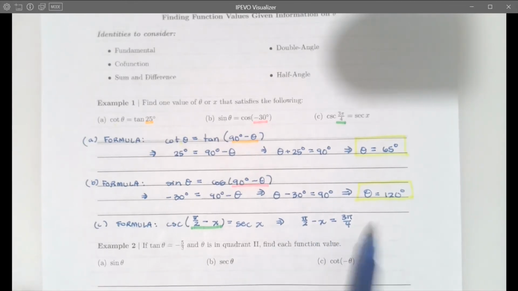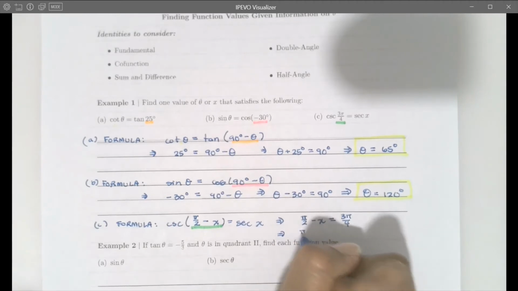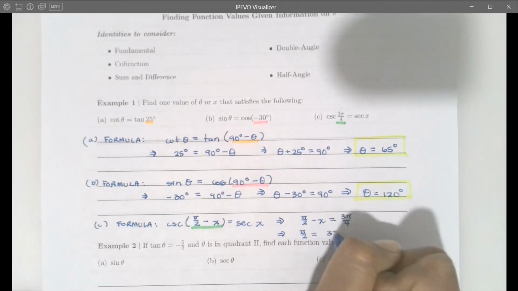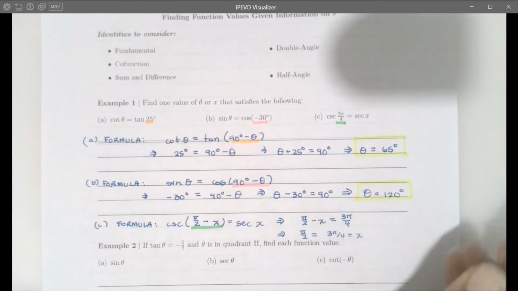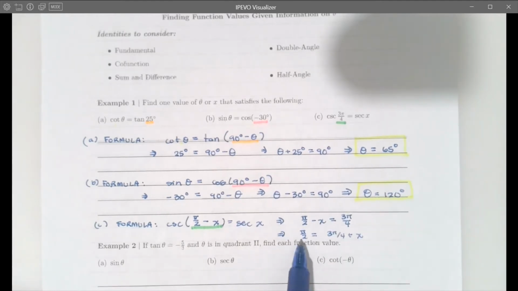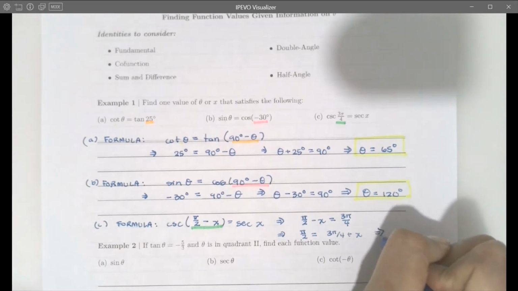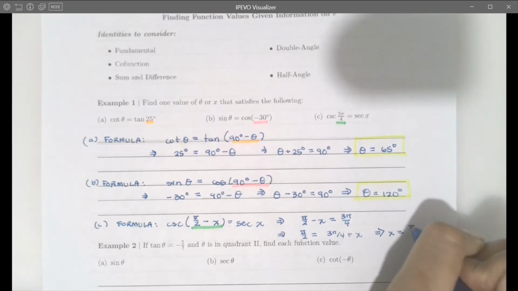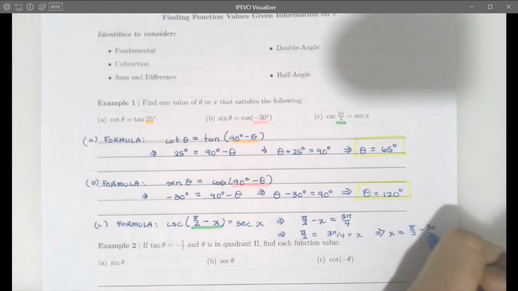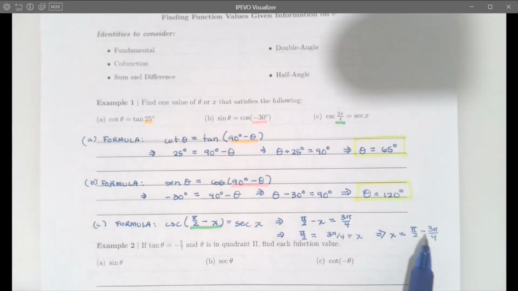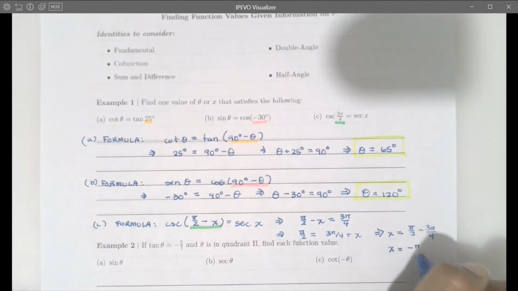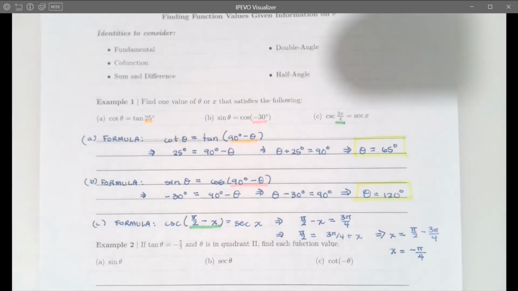So that means add an x to both sides. And that'll give us a pi over 2 equals 3 pi over 4 plus x. And then subtract a 3 pi over 4 from both sides. So we're going to end up with x is equal to pi over 2 minus 3 pi over 4. Now in order to carry out the subtraction, we're going to multiply top and bottom of the first fraction by 2. So we'll get a 2 pi minus a 3 pi, and that'll give us a negative pi over a common denominator of 4. So we get a negative pi over 4.